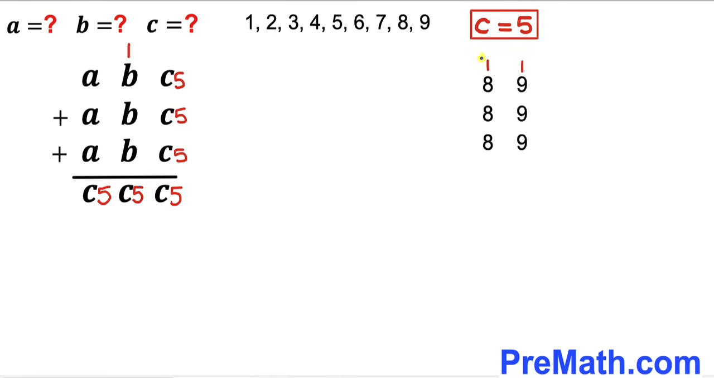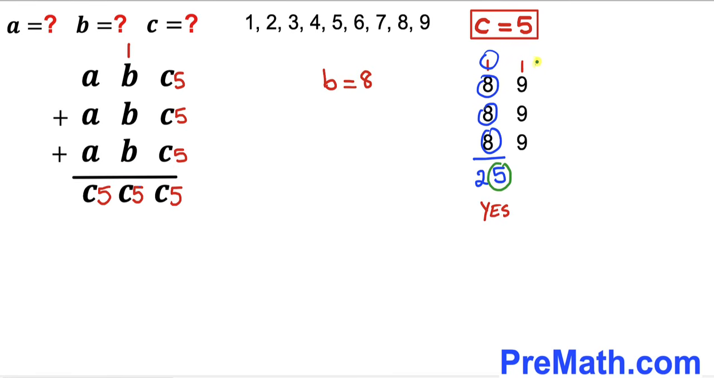And now let's add 1 plus 8 plus 8 plus 8. And that is going to give us 25. And now we can see our number is 5, which is the same as this number 5. So therefore we can see B equals 8 is going to work for us.